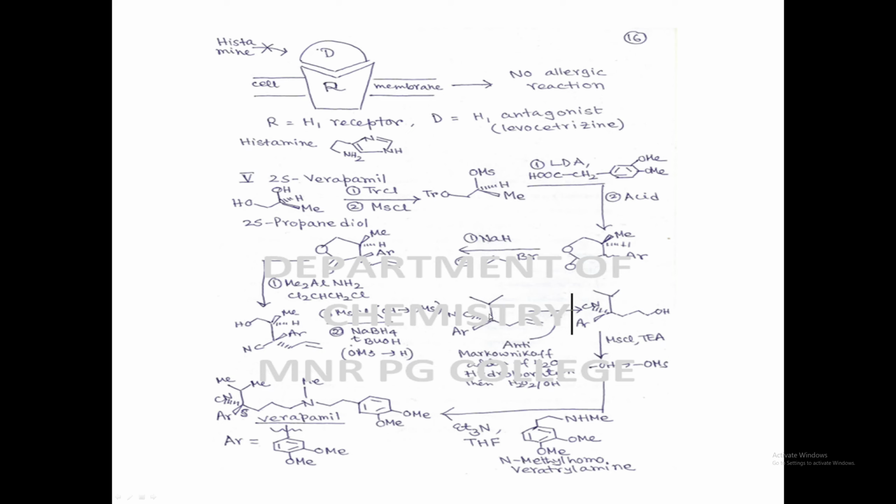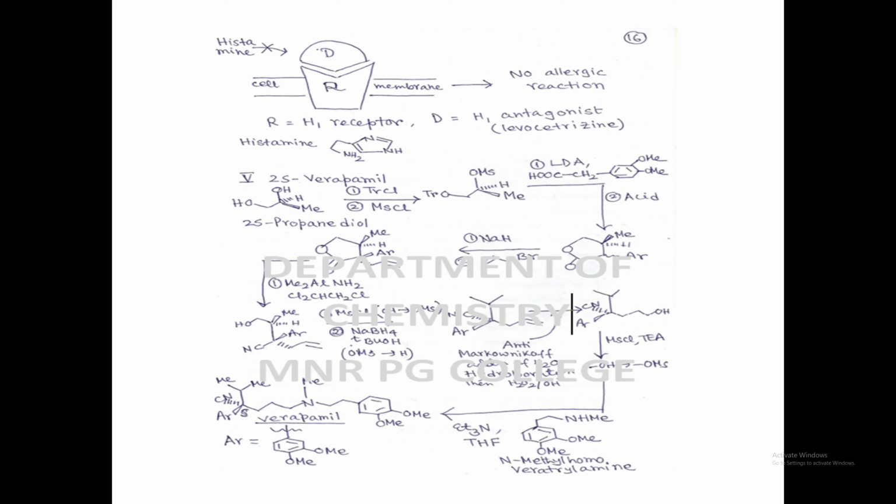So when this molecule is treated with B2H6 followed by H2O2/OH minus, then anti-Markovnikov addition happens and the OH comes to the end of this molecule. Now when this compound is treated with methyl chloride, OH becomes converted into the OMS.